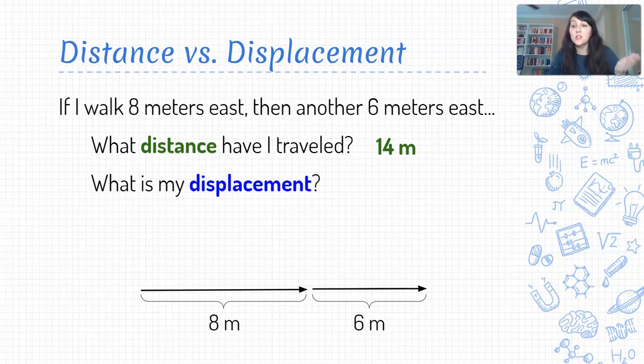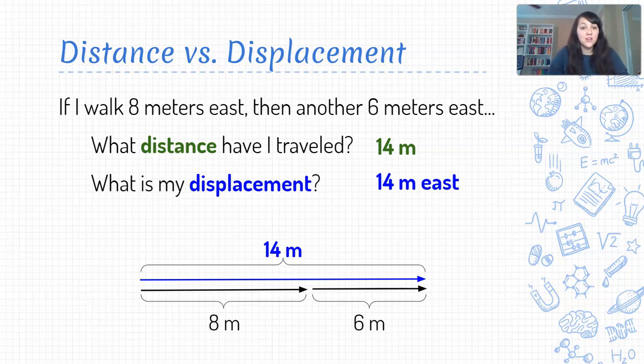The next question then is, what is my displacement? Or in other words, how far am I now from where I was when I started? All right, and so what can be helpful is to just draw a little picture from your starting point to your ending point, a little arrow going that way. And so I see that since all of my journey was in the same direction, my displacement is the same as my distance. I am 14 meters east of where I started. Easy peasy. All right, let's do another example.